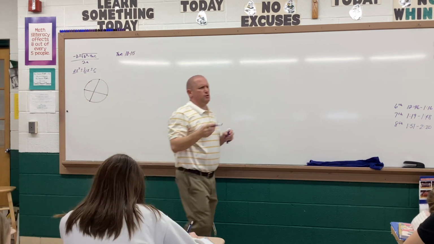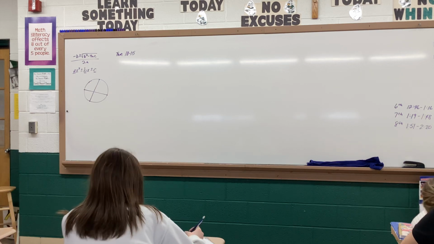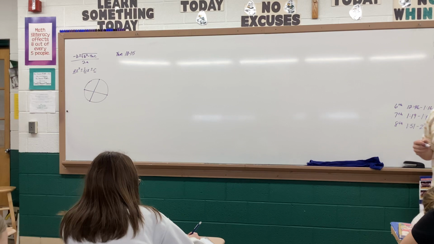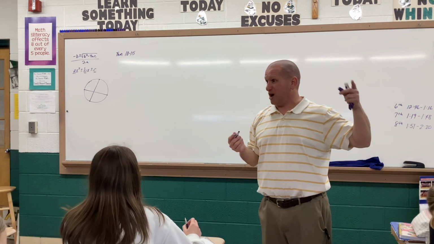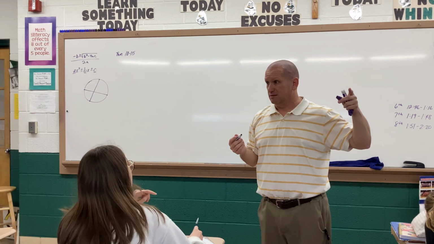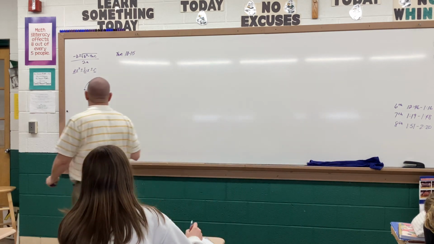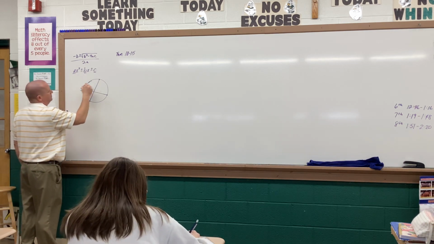So again, if you want the words, it says if two chords intersect in a circle, right? That's what we just drew. Then the products of the measures of the segments of the chords are equal. What's that mean? What's the product? Multiplication, right? So let's name this.